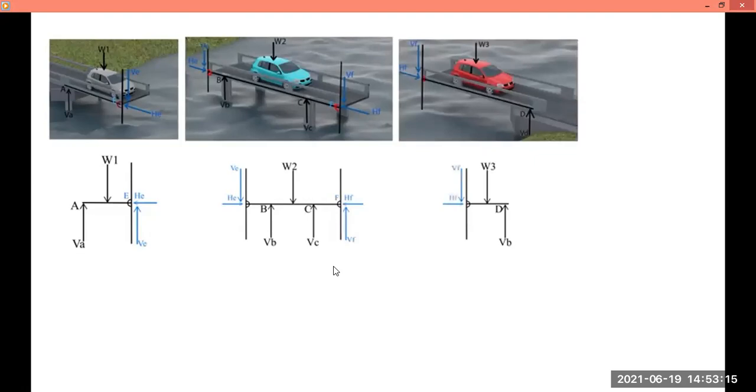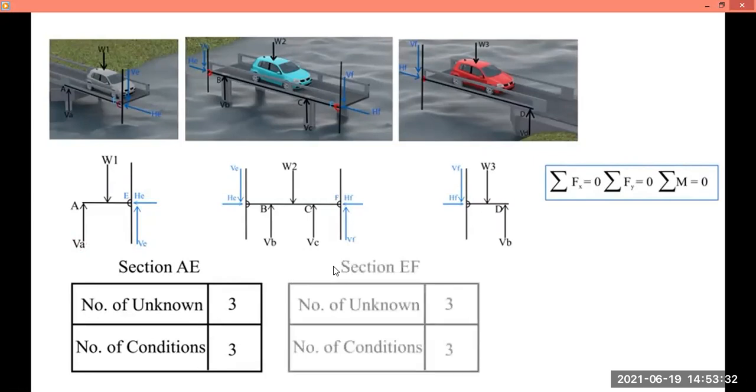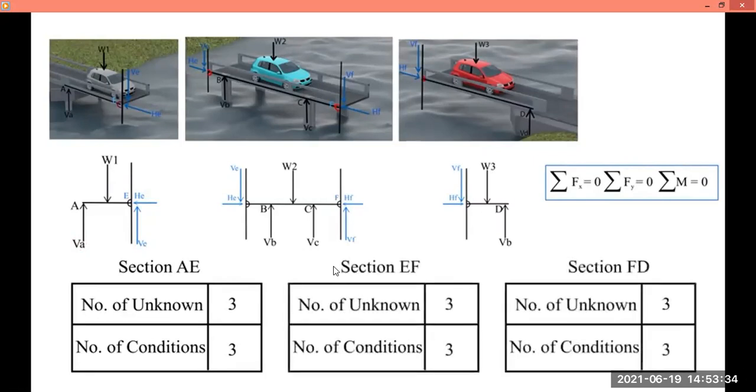Conditions of equilibrium can now be applied to section AE individually such that the number of unknown support reactions, that is, VA, HE and VE, is equal to the equations available. Similarly, the number of unknown support reactions in the other sections EF and FD is equal to the number of equilibrium conditions available. Thus, it can be seen that by adding internal hinges, the indeterminacy of the beam can be removed.